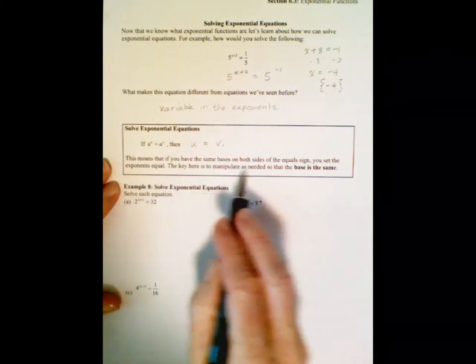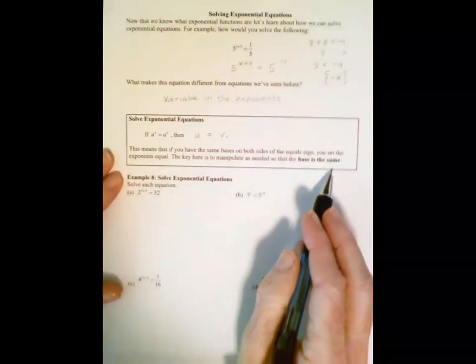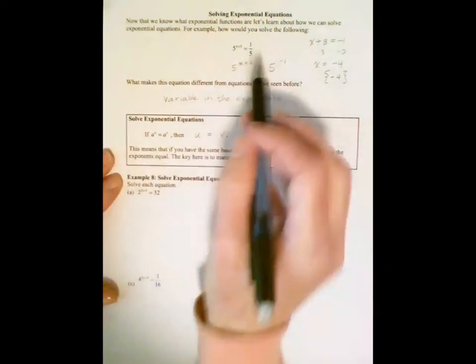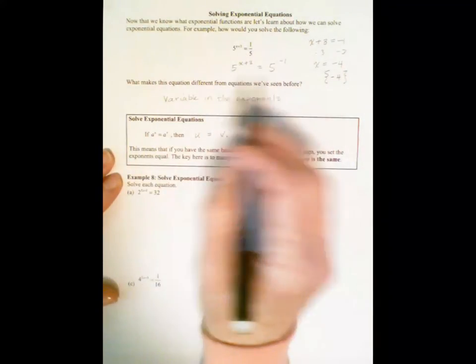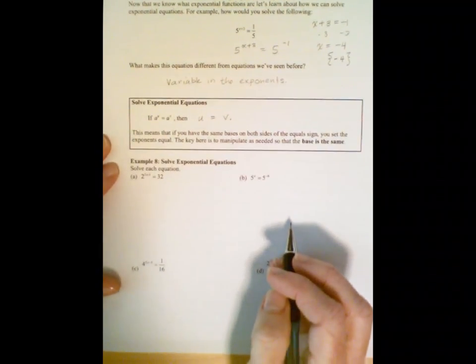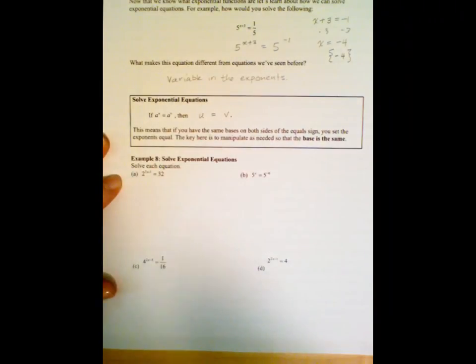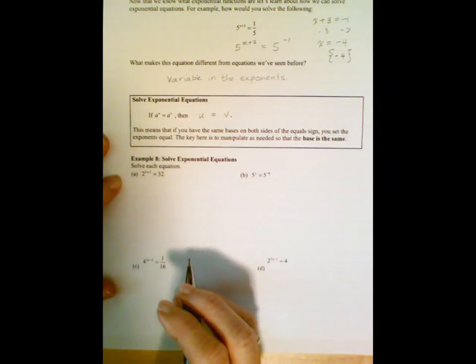The key here is to manipulate as needed so that the base is the same. So it won't always start that way. Here we had to do a little bit of work before we had a to the u equals a to the v. Now, every exponential equation cannot be solved this way, but if we can write it with the same base, that's what you want to do because it's easier. The technique is easier.